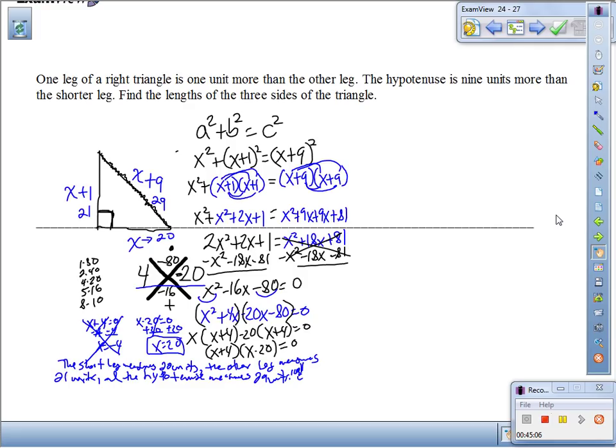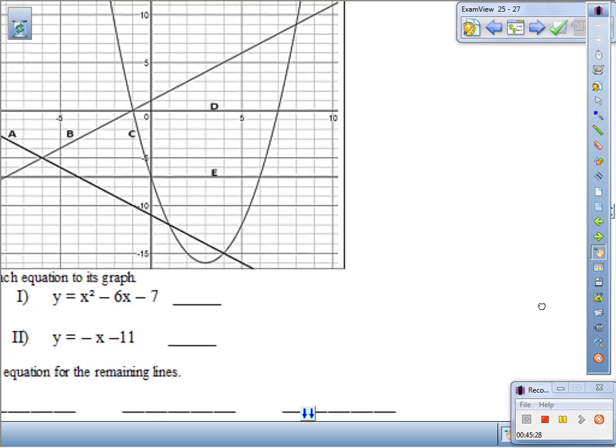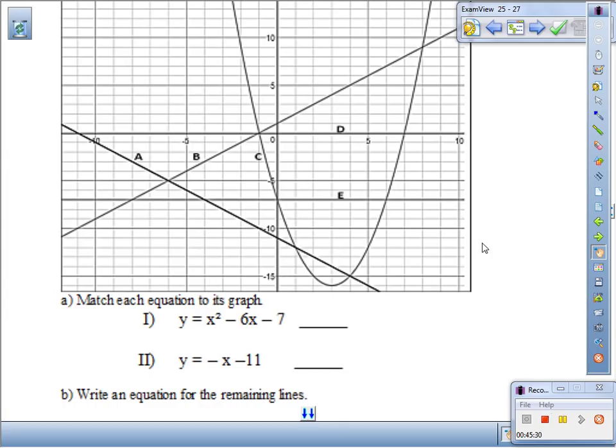We good? Yeah. Go to number 25. Okay, this one you have in your study guide. I'm not going to have you copy the graph, but I do want to elaborate on the graph. Let me zoom in.